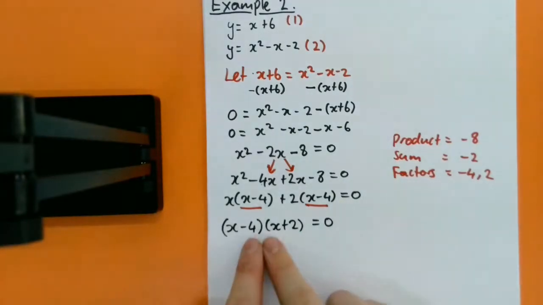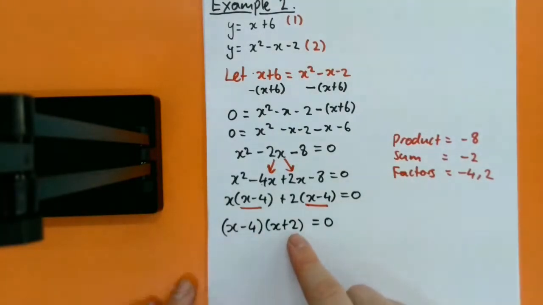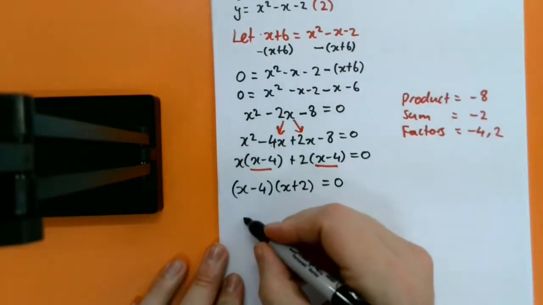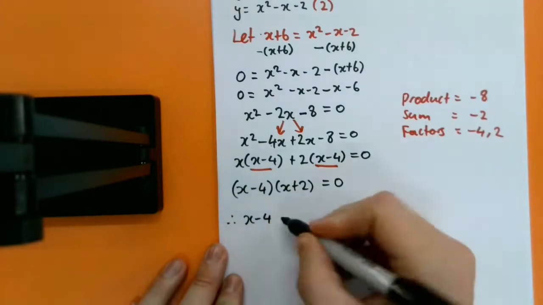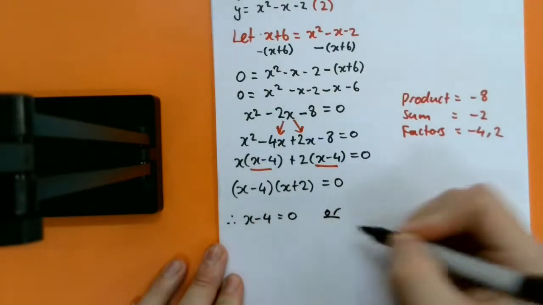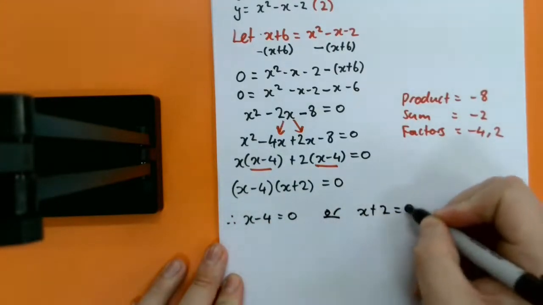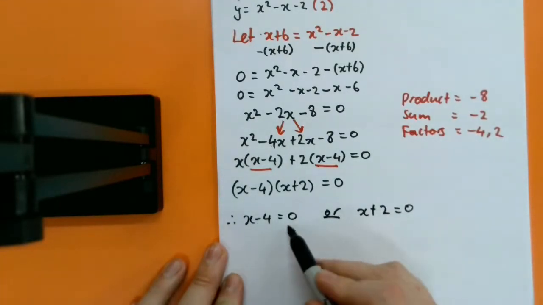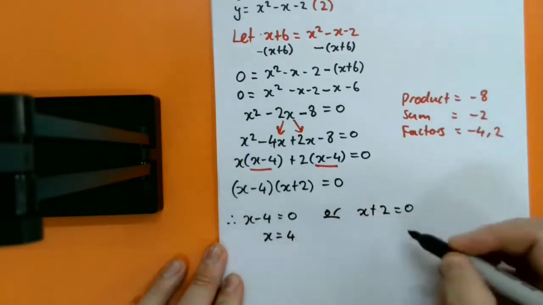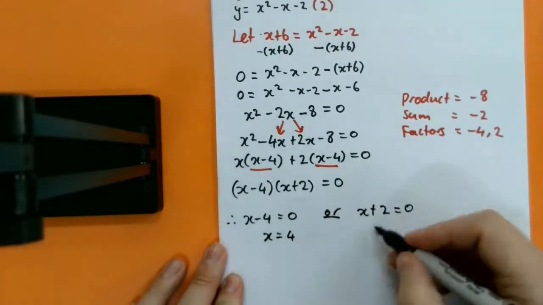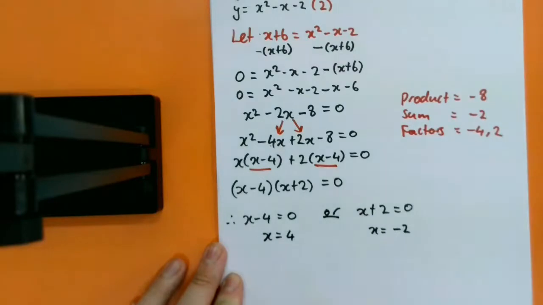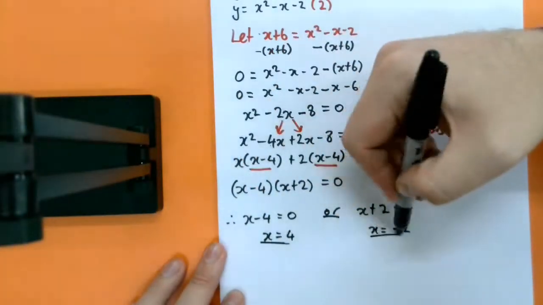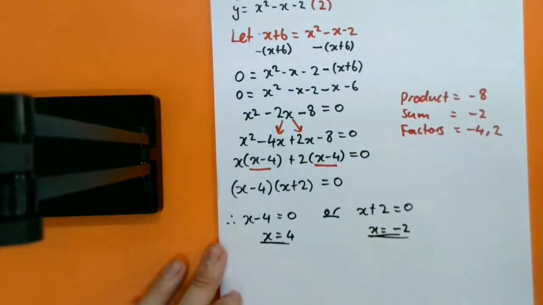Again, this is another application of our null factor law. We'll just come down a little bit so you can see what we're doing. This indicates that either x minus 4 is equal to 0 or x plus 2 is equal to 0. Essentially we can add 4 to both sides to end up with x is equal to 4, and subtract 2 from both sides to end up with x is also equal to minus 2. These are our 2 x solutions that you can see here for the points of intersection.